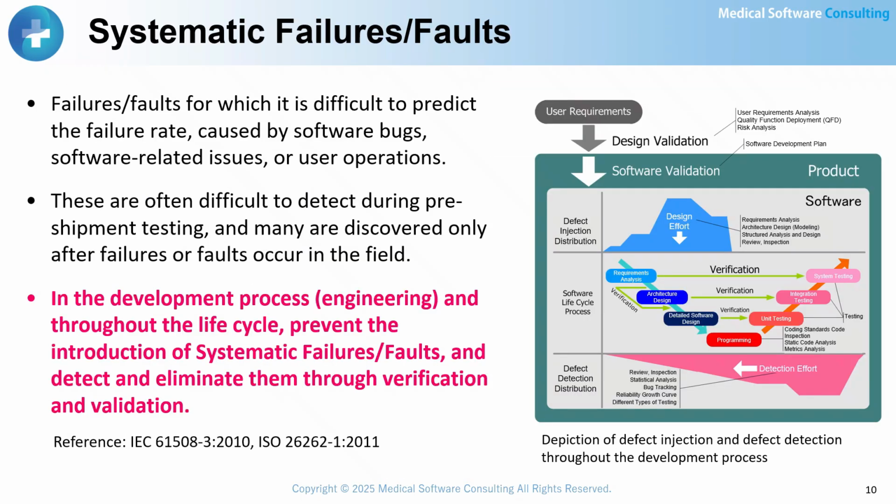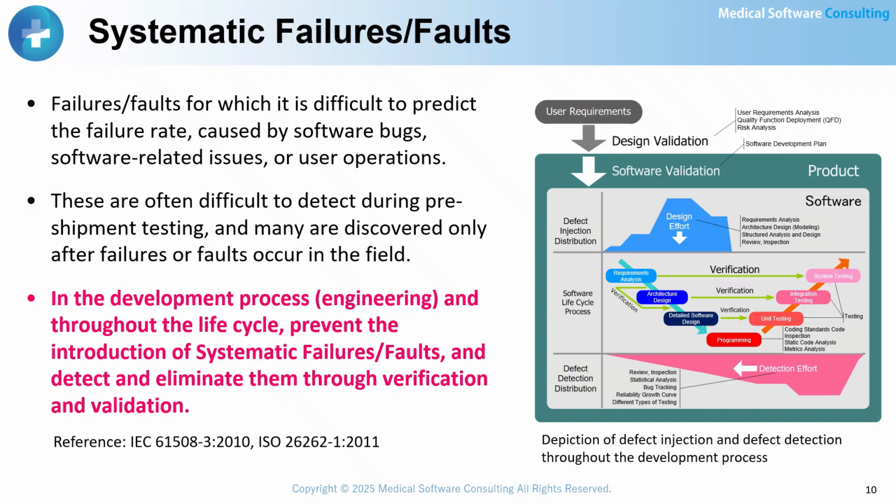Failures and malfunctions caused by software are known as systematic failures or systematic faults. These are defects that arise from software bugs, software-related issues, or even user operations, and because of their nature, it is very difficult to predict their failure rates in advance. A key characteristic of systematic failures and faults is that they are often not detected during final system testing before shipment. Instead, they are frequently discovered only after the product has been released and failures occur in the field.